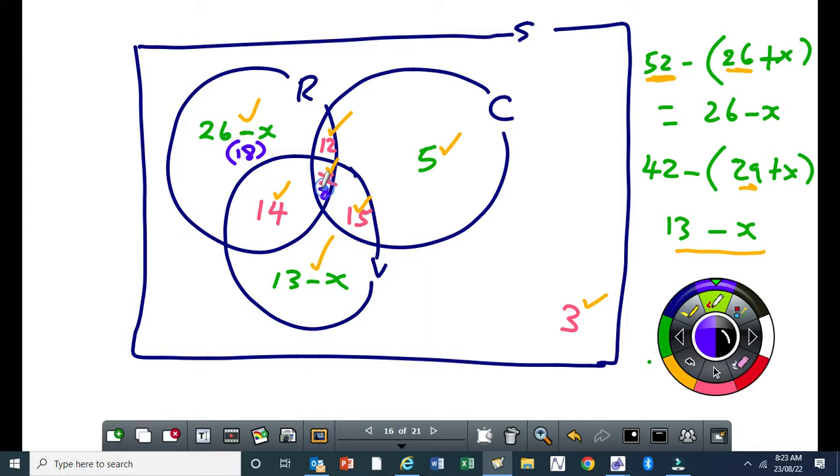So here we have 8, and then 13 minus x, 13 minus 8, that will give me a 5.